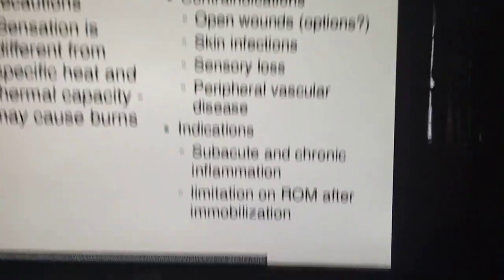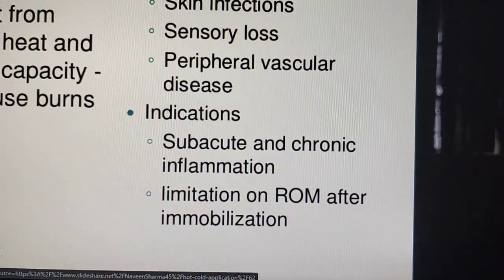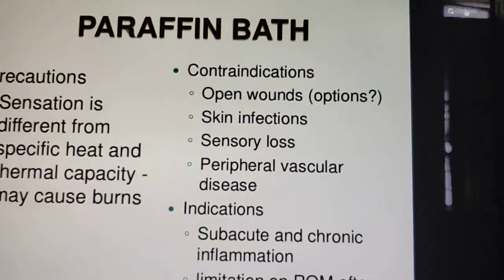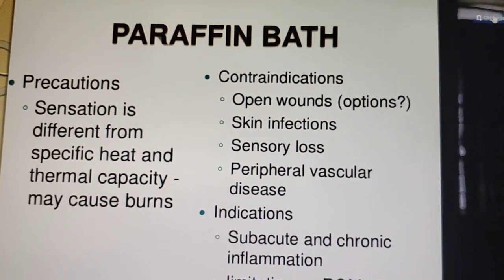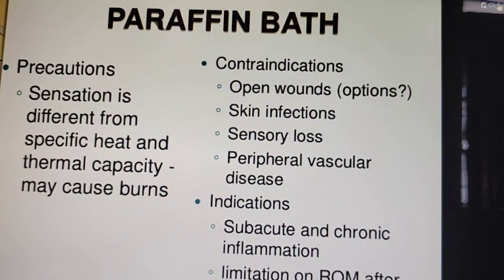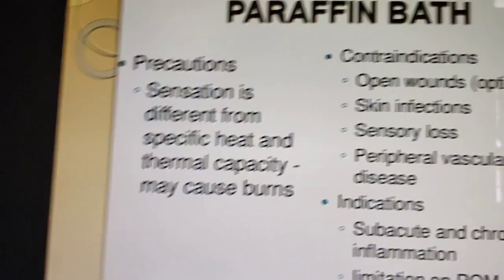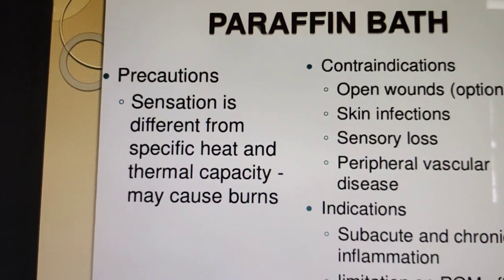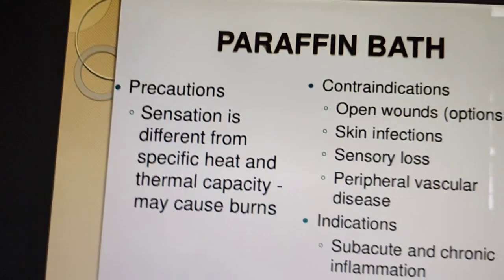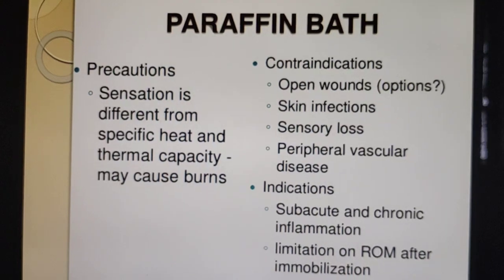So what are the indications? You see the indications here: subacute and chronic inflammations, and limitation of range of motion after immobilization. The contraindications are that we should not use it for open wound patients, skin infection patients, sensory loss and peripheral vascular disease. The precaution is that sensation is different from specific heat, and the thermal capacity may cause burns. So we have to carefully wash the patient before and after giving this paraffin bath.